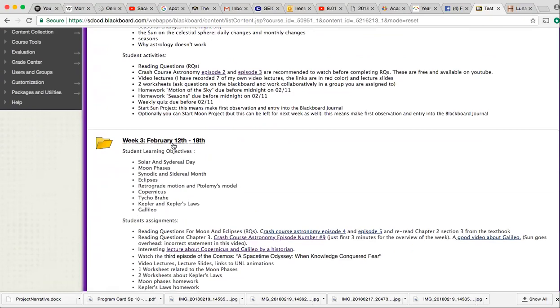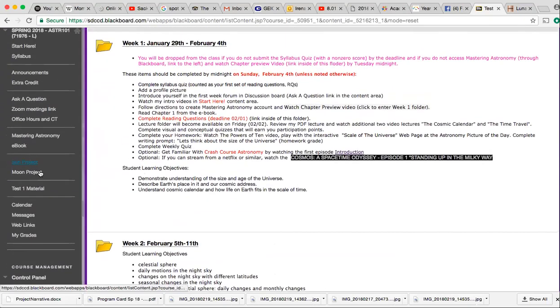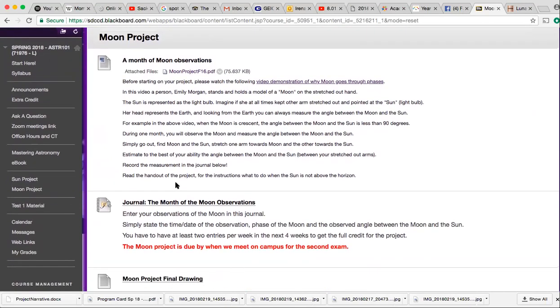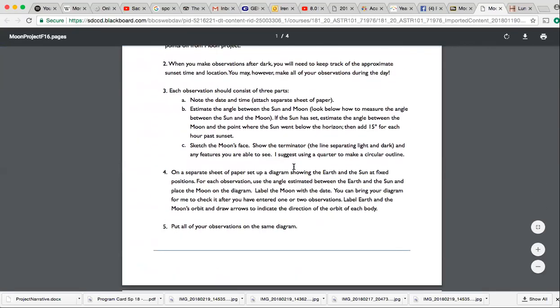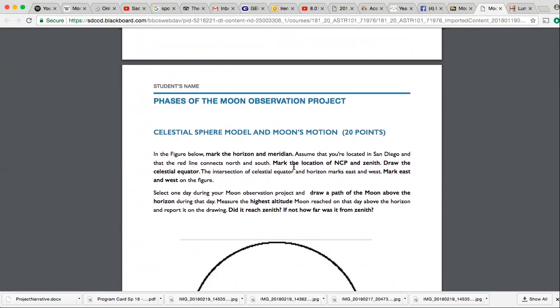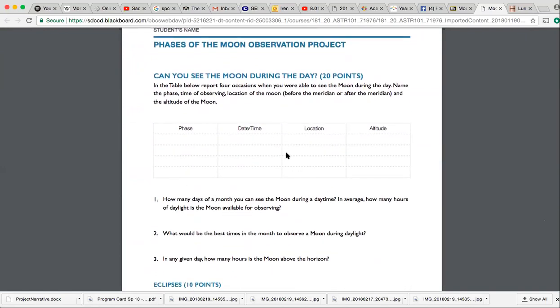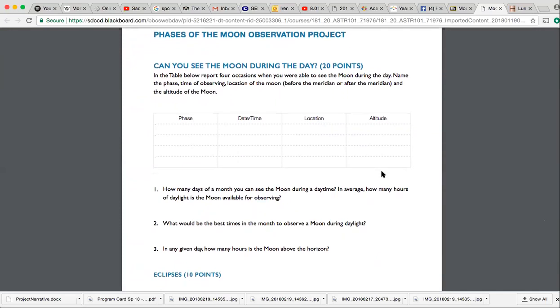Okay, good. So let me show you. What was it? The Moon Project. Okay, so here is the link for the Moon Project. See this Moon Project F16, this link over here? This is eventually what you will need to fill out. So if you want, you can print this and have it there, because I do ask you to document a few days when you were observing the moon, and what was the time and what was the location and how high it was above the horizon.